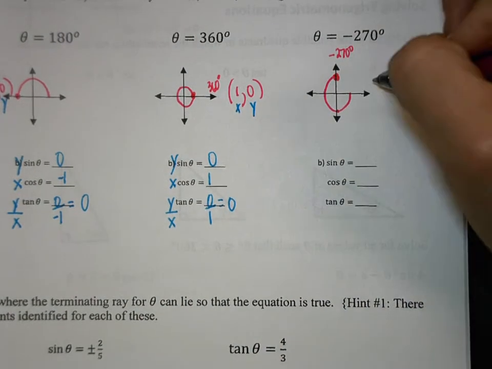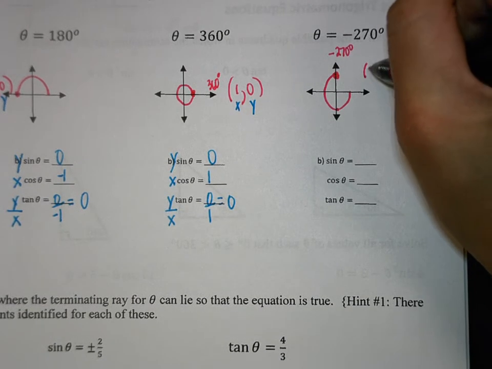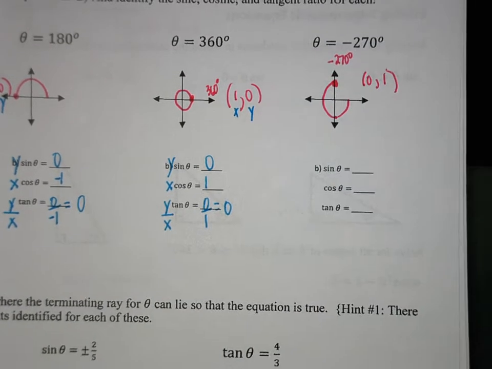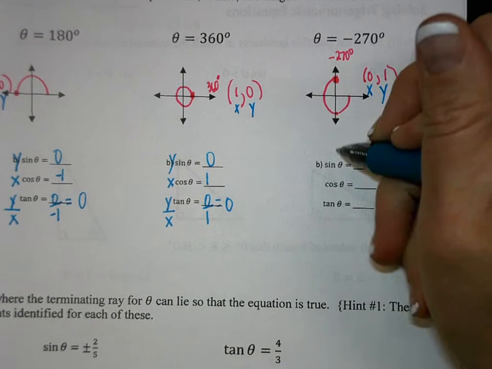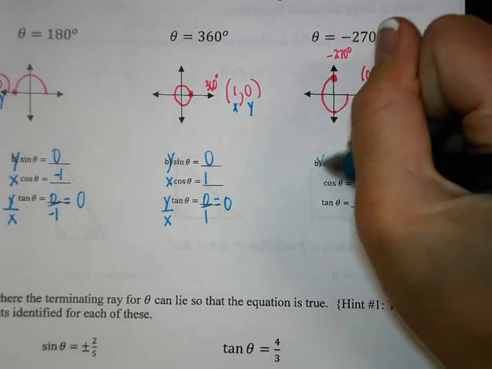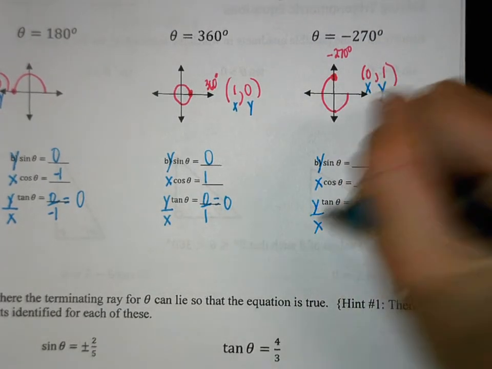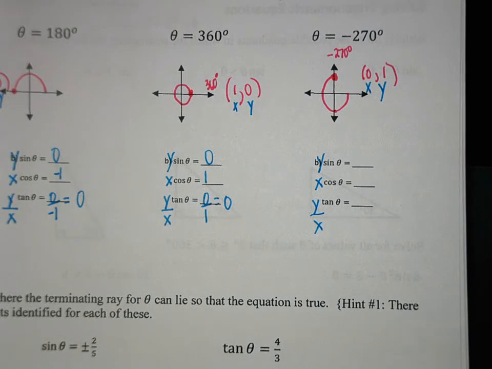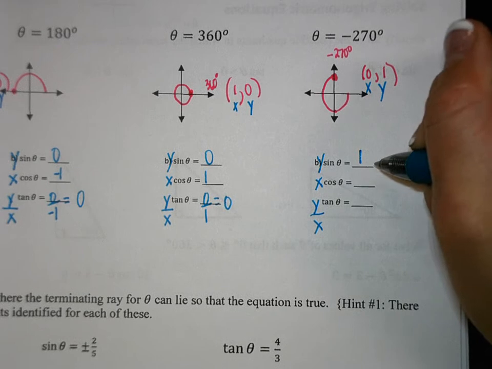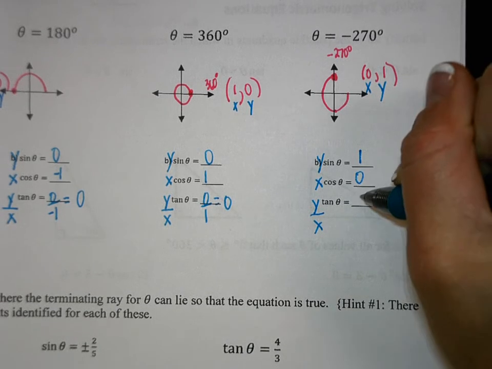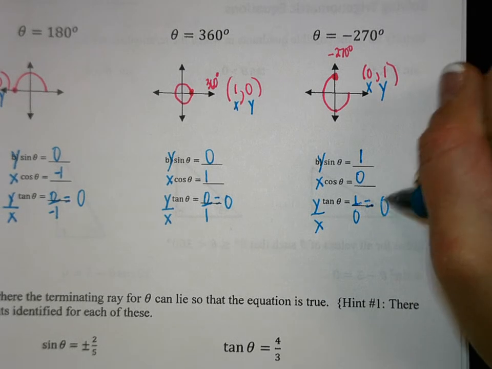All right, so what is my ordered pair at negative 270 degrees? 0, 1. Very good. 0, 1 is correct. Label with x and y. Again, I'd label these every time. So sine is y, cosine is x, tangent is y over x. So my sine value for this problem is 1, cosine is 0, and tangent would be 1 over 0, which is actually undefined or no solution.